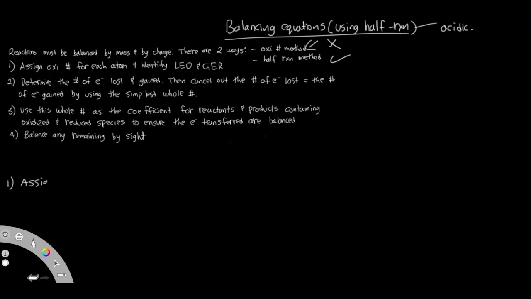Step one: assign the oxidation number for each atom and identify, remember, oxidation is the loss of electrons, so we're going to have to find the oxidizing agent and the reducing agent. Obviously the reduction here stands for the gain of electrons. So step one is exactly the same.